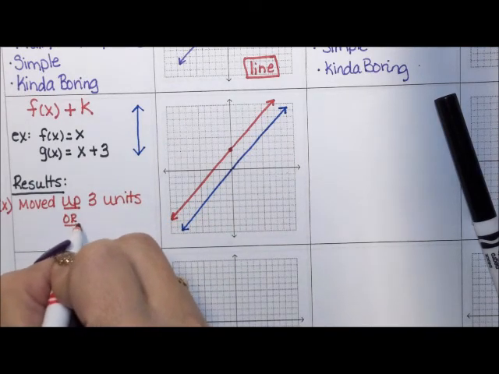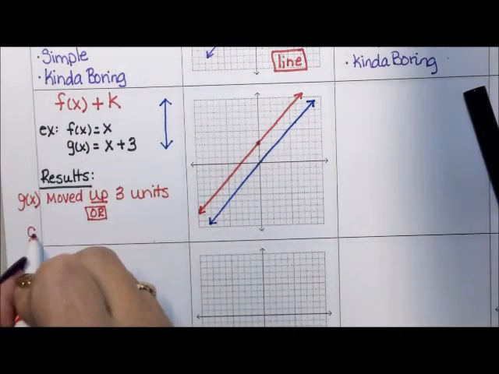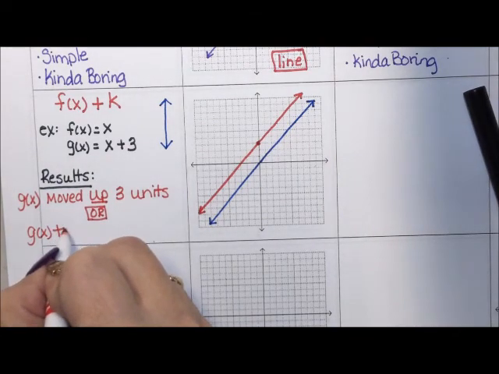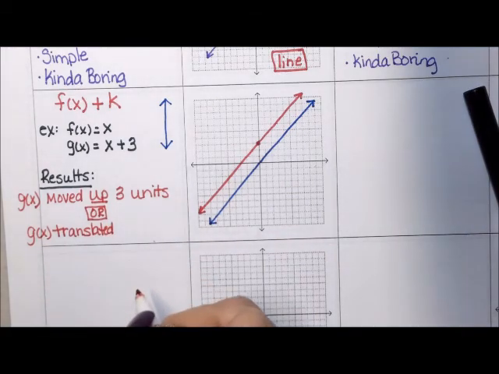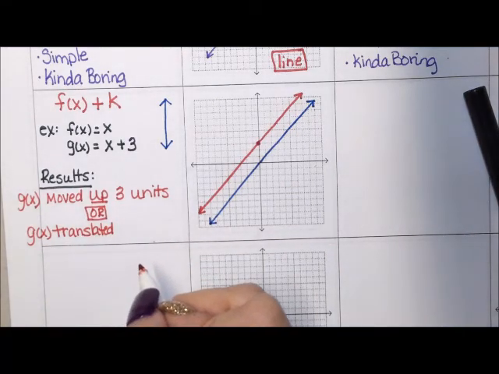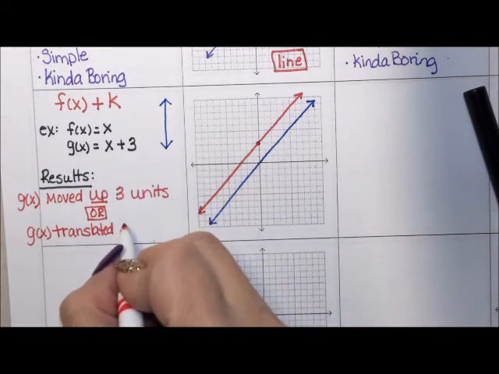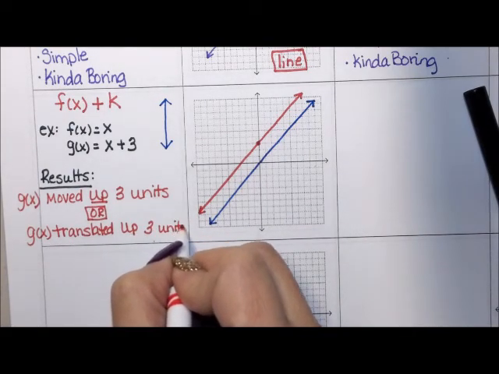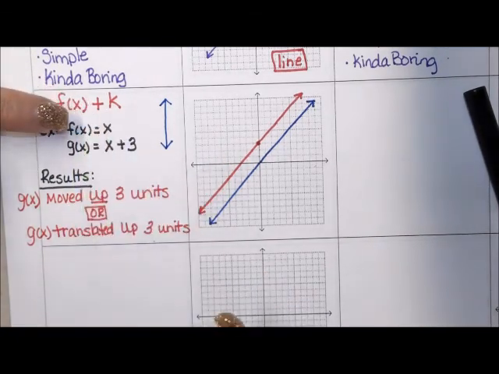Or, let's say it another way. G of x, this is a little more mathy way. Translated just means you moved. We moved from Denton to Louisville. Yeah, we translated from Denton to Louisville. Sounds more mathy when you use translated. Up 3 units. All right, so when we add something to the end, it moves up.